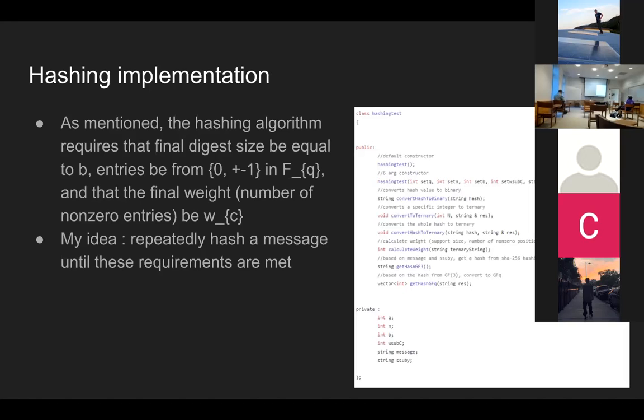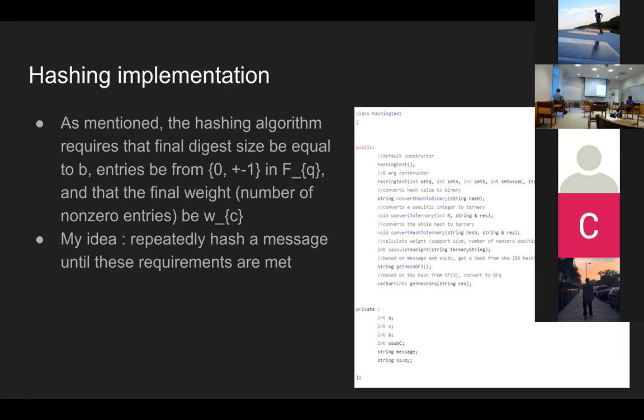The hashing implementation. I talked a little bit about the hashing. It's very specific because it requires that the final digest size, or the final length of the string once you hash it, is equal to B, one of the parameters that you have. All of its entries need to be 0 or plus or minus 1 in the finite field. And then the final weight, the number of non-zero entries, needs to be another one of the parameters that you give it.